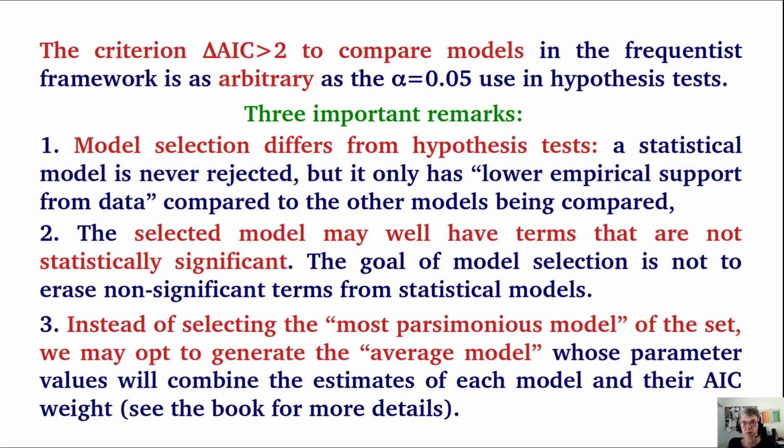The third point is that instead of selecting the most parsimonious model, we may opt to generate the average model. The average model is the average of the models in a set. This average model contains parameter values that combine the parameter estimates of each of the models in the set under AIC weight. I direct you to my book or other books for details on how to carry out the formulation of the average model in a set.